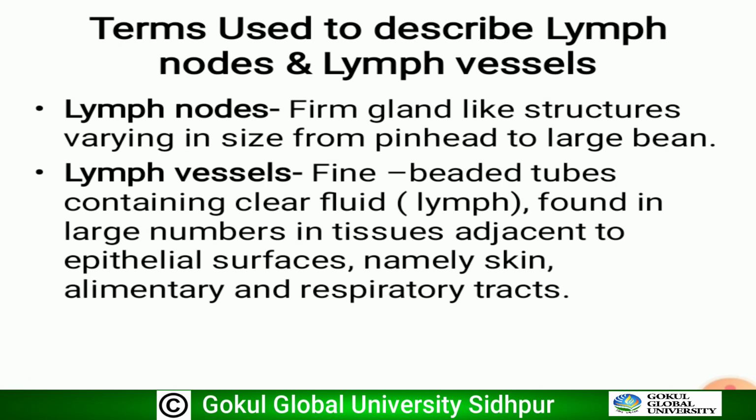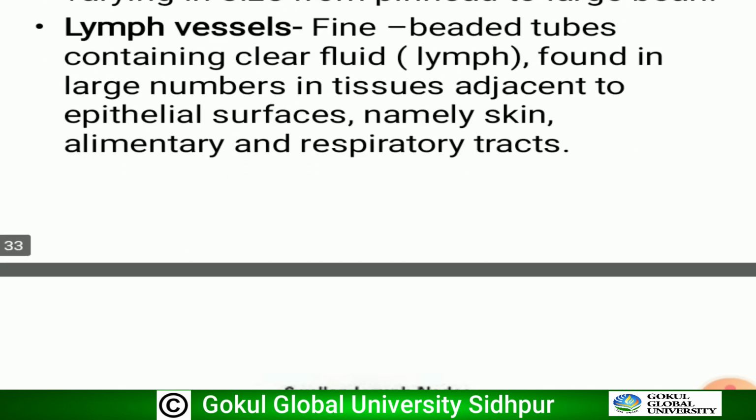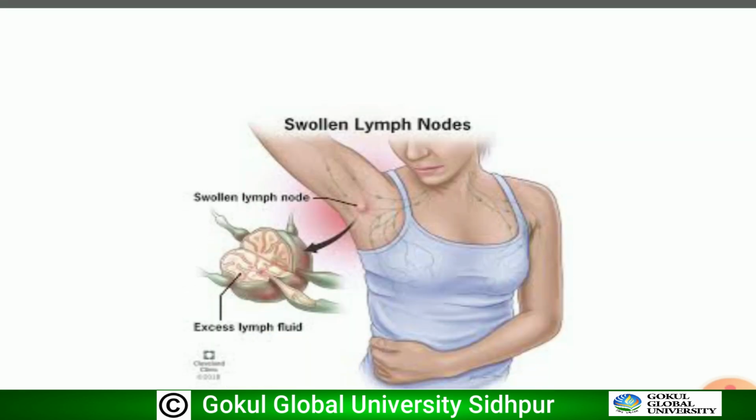Now, terms used to describe lymph nodes and lymph vessels. Lymph node, a firm gland-like structure varying in size from a pinhead to a large bean. Okay, axillary lymph node. In this diagram, swollen lymph node.